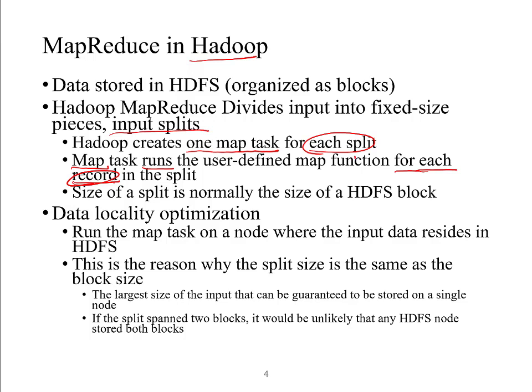The reason for this setting is this data locality optimization. When we run the map task on a node, we hope that the node is where the input data resides in HDFS. So this is the reason why the split size is the same as the block size, because the largest size of the input that can be guaranteed to be stored on a single node is the block size.